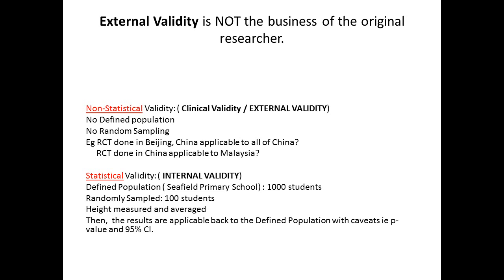Now, statistical validity is a function of internal validity, whereby I go to Seafield Primary School with 1,000 students, I randomly sample and get a sample of 100 students, I average out their height measurements. Now, the results are applicable back to the 1,000 other students, okay, with the caveats such as p-value and 95% confidence intervals.